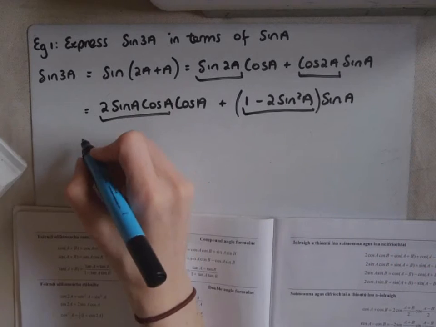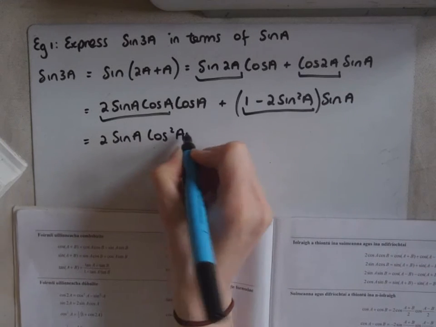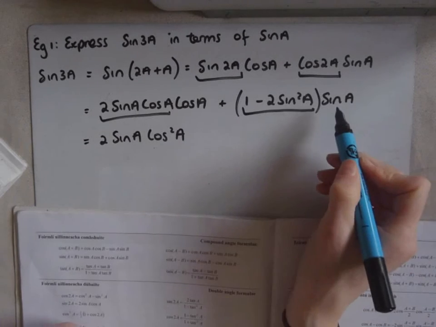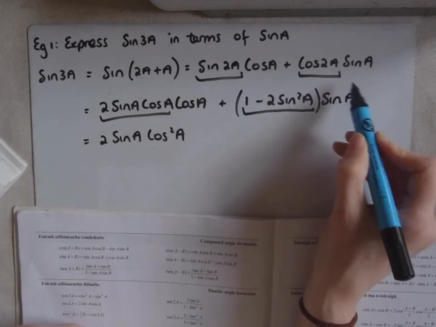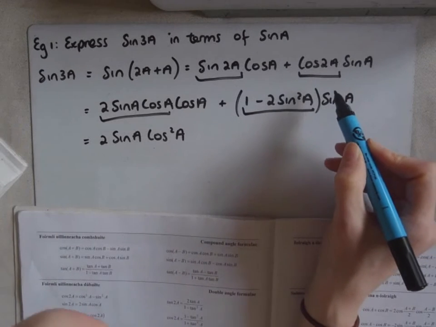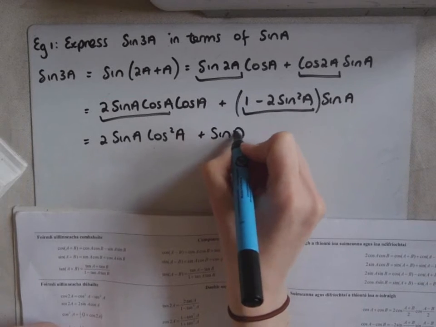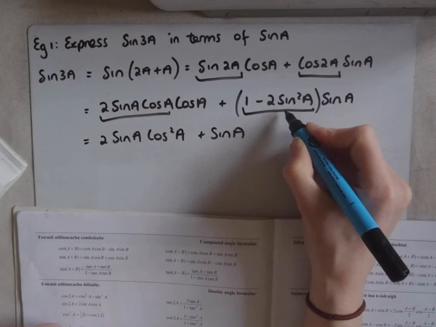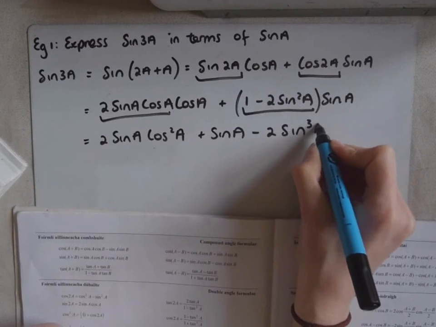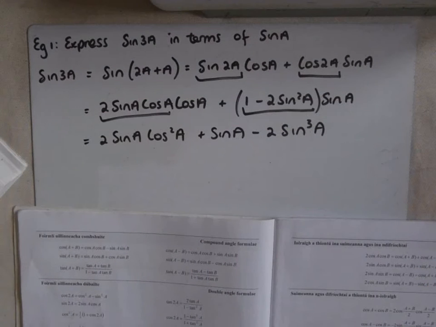So what I'm left with here is 2 sine a cos squared a. And here I have sine a by 1 and sine a by minus 2 sine squared a. So this is just multiplying brackets: sine a by 1 is sine a, and sine a by minus 2 sine squared a is minus 2 sine cubed a. Is everyone okay with that?